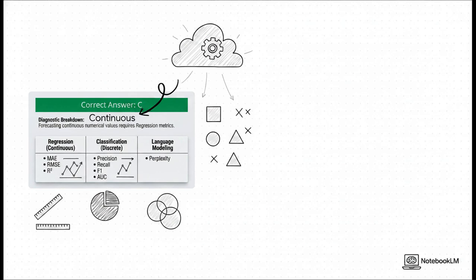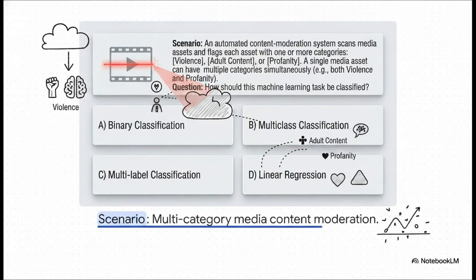You know, whenever you see the word continuous on the exam, consider that your absolute cheat code for regression metrics. While classification handles discrete categories with metrics like precision and F1, continuous regression evaluates using things like mean absolute error, root mean squared error, and R-squared. Moving right along to our third scenario.